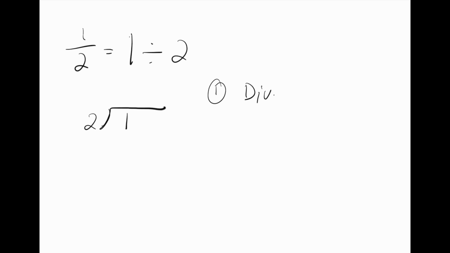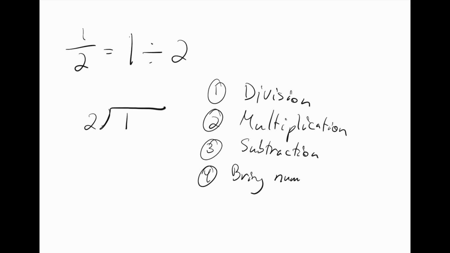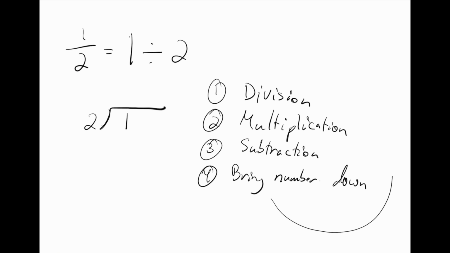So let's see if we can remember all the steps of doing long division. The first step is very basic division itself. The second step is multiplication. The third step is subtraction. And the fourth step, we bring the next number down. After we go through all four of those steps, we just repeat all of them again. All right, so let's try that with this problem.